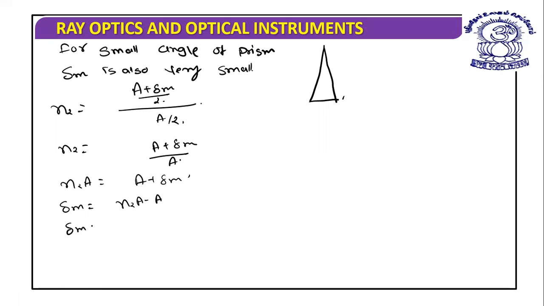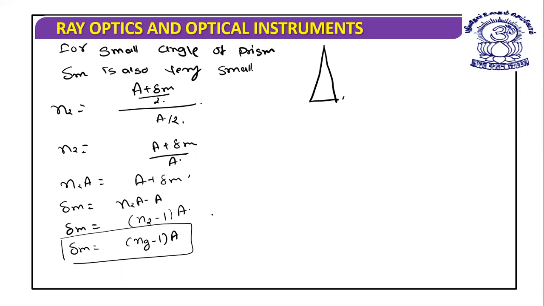So the minimum deviation is (n2 minus 1) into A. Here n2 is the refractive index of glass of which the prism is made. So in general, we can write (refractive index of glass minus 1) into A. It is notable that a thin prism does not deviate light much because the deviation angle is lesser.